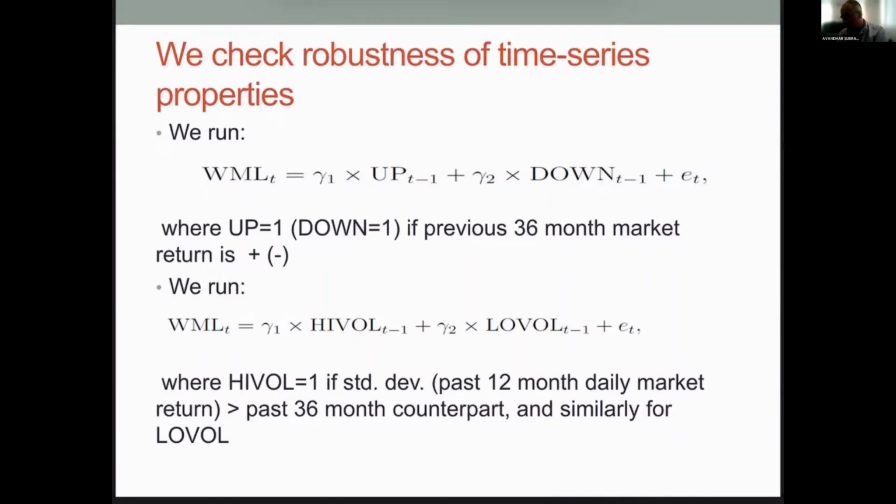So that's one regression we run. The second regression we run is a similar regression on high vol and low vol, where high vol equals 1 if the standard deviation of the past 12-month daily market return is greater than its past 36-month counterpart. That matches the original studies. So again, this is an out-of-sample regression that we run because the studies were done on US data, and we want to see if that works on international data.